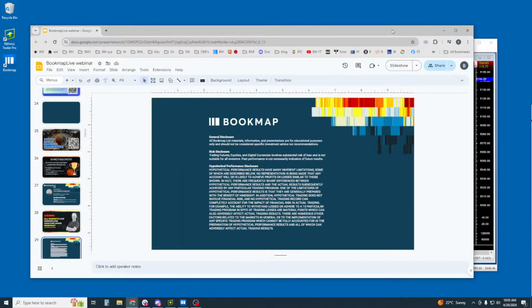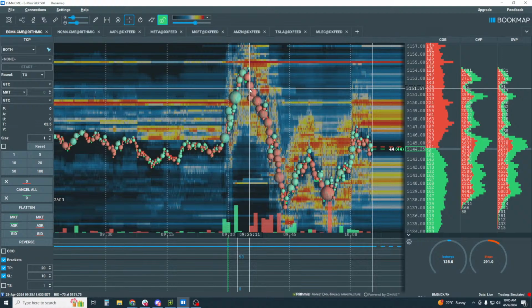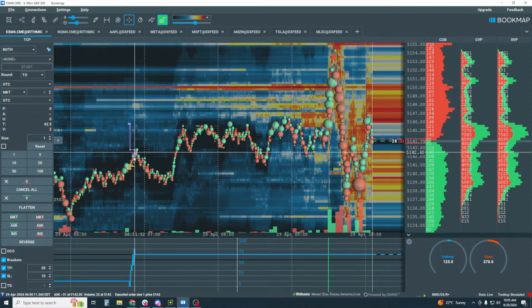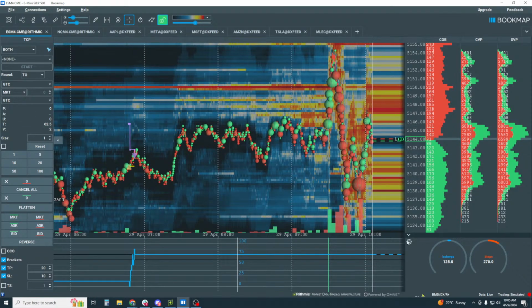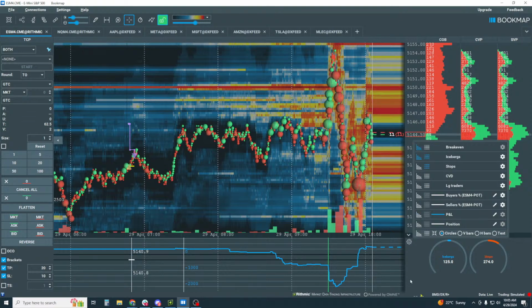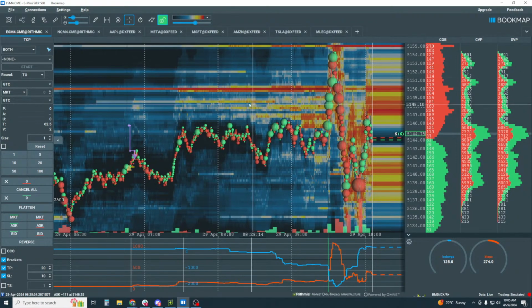All right, let's jump in and take a look here at Bookmap, and we'll take a look at the bigger picture first. I took one small trade here, but we'll look for other opportunities. Let me get situated. Stops and icebergs. There we go.